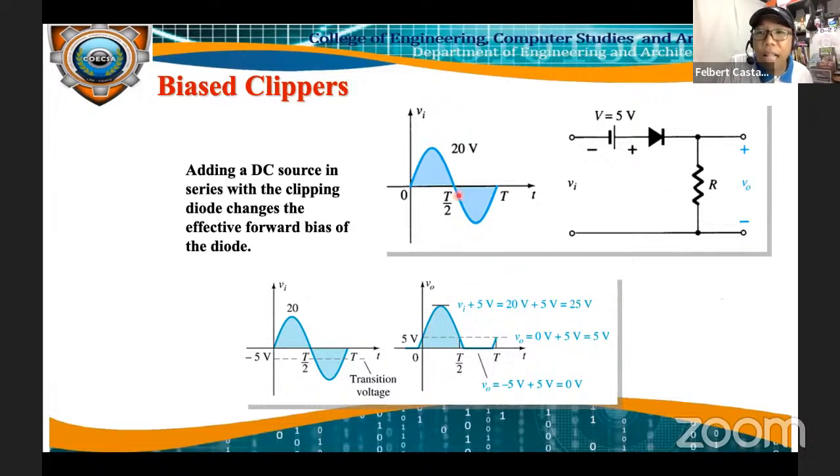Tapos yung negative alternation, ito yung voltage na hindi makakapagpa-forward bias sa diode. Kaya yan yung condition na mag-clip siya during that condition.